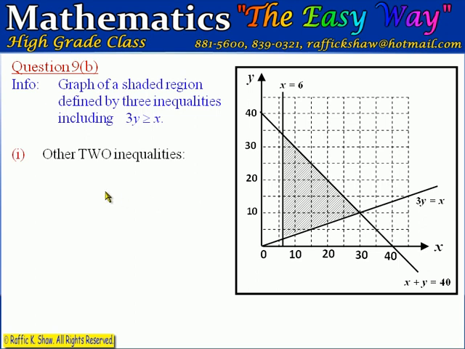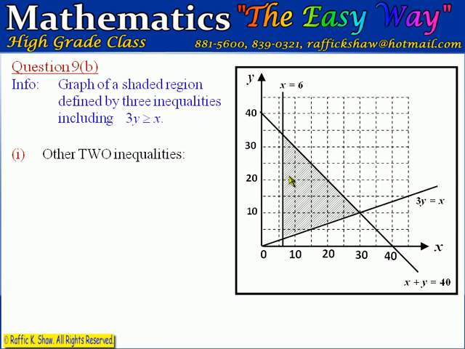The first question is asking us for the other 2 inequalities associated with this shaded region and with the lines. Now let's look at this first line, x equals 6. X equals 6 is an unbroken line, meaning that this line is a part of the required region. So x equals 6 is valid. And then the shaded region is to the right of the line. And to the right of the line, values of x are greater than 6.